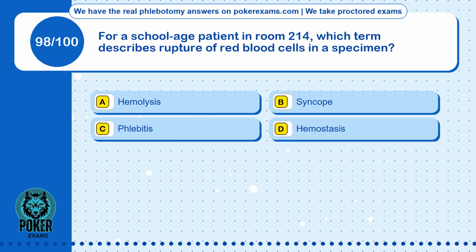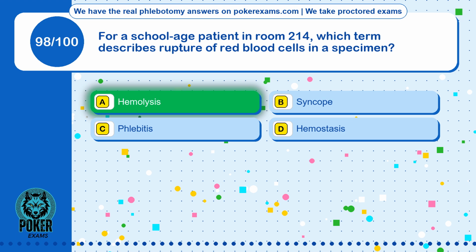Question 98. For a school-age patient in room 214, which term describes rupture of red blood cells in a specimen? Option A. Hemolysis. Option B. Syncope. Option C. Phlebitis. Option D. Hemostasis. The correct answer is option A. Hemolysis.